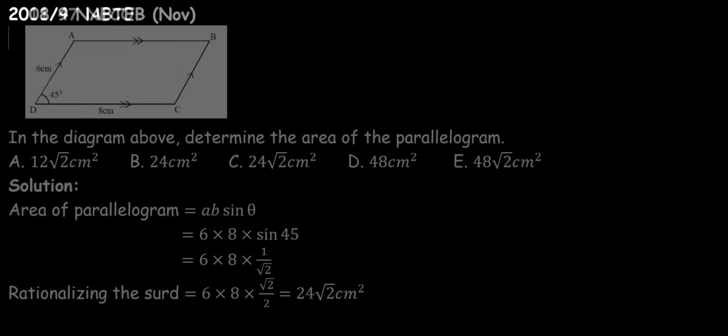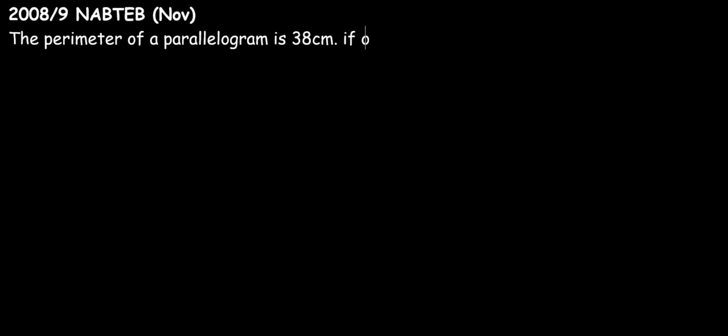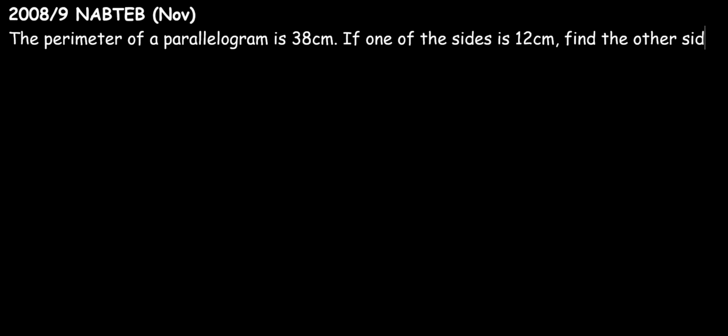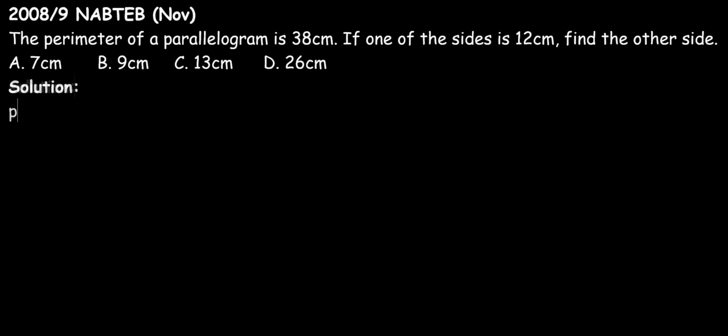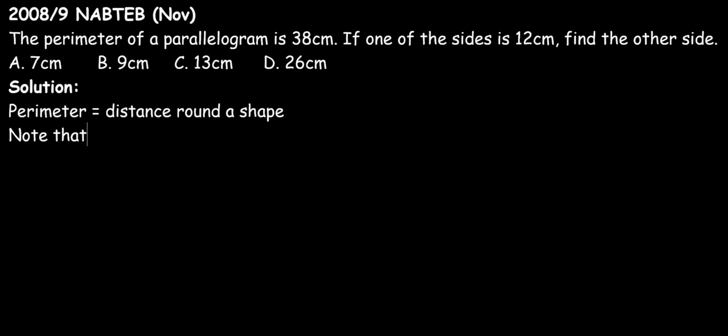Another example, 2008/9 NAPTEP, November. The perimeter of a parallelogram is 38 cm. If one of the sides is 12 cm, find the other side. The options are given. Solution. Perimeter is equal to the distance around a shape. Note that the opposite sides of a parallelogram are equal.